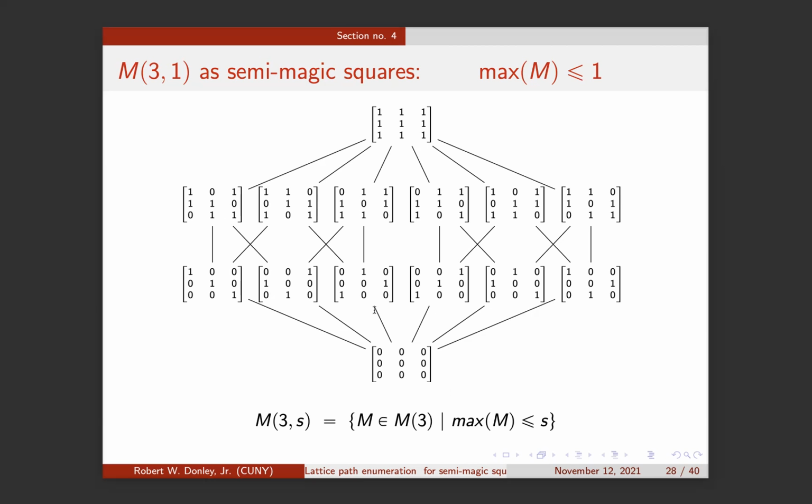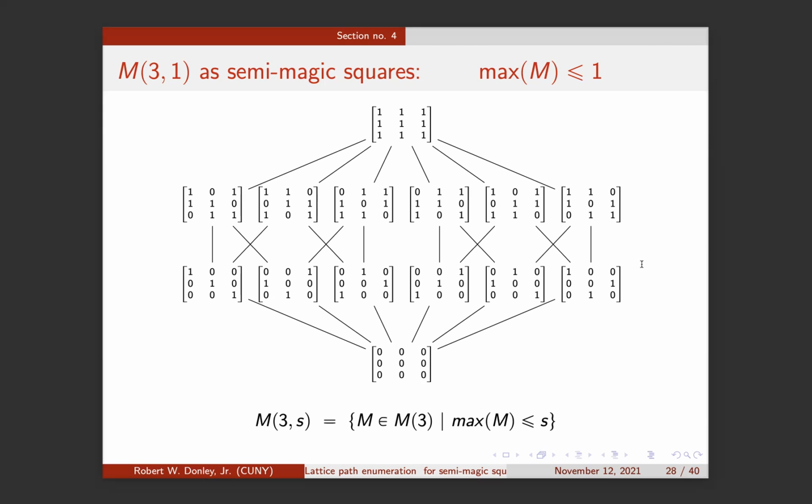Let's see. So the things to note are just the ranks are given by line sum. So we've got 0, 1, 2, and 3. And also the covering relations, you can see that each set of 1s fits inside the set of 1s above. So that holds up too.